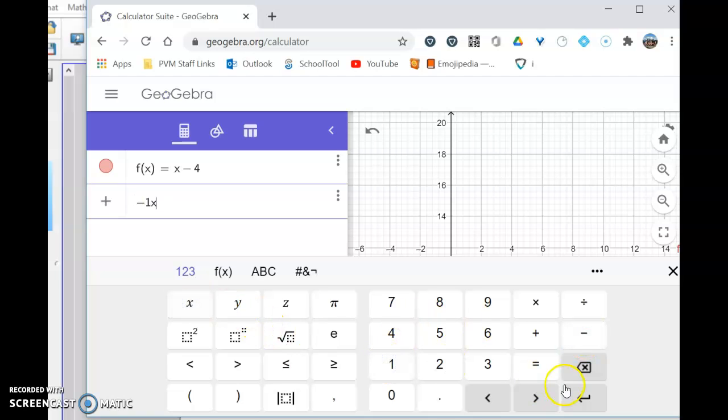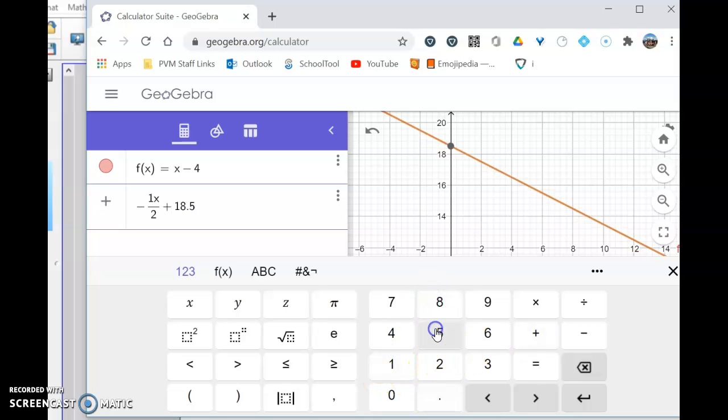Then x. Remember, you've got to put it in the top. When you press the division sign here, it makes a nice looking fraction. So that's pretty cool. 2. Now notice I'm in the bottom. I'm in the denominator. I got to get out of there. So press to the right, and then you can add the 18.5. So just make sure it looks exactly like it does on paper.